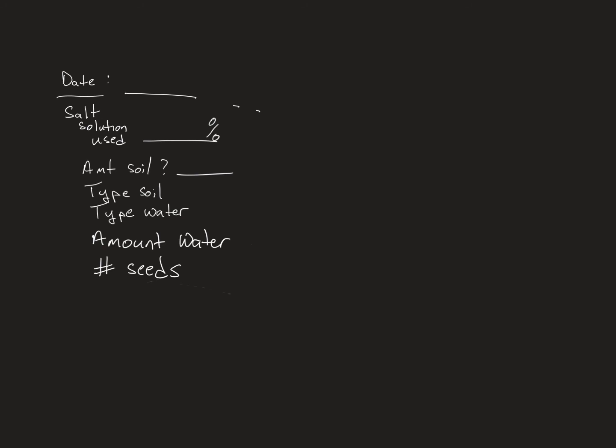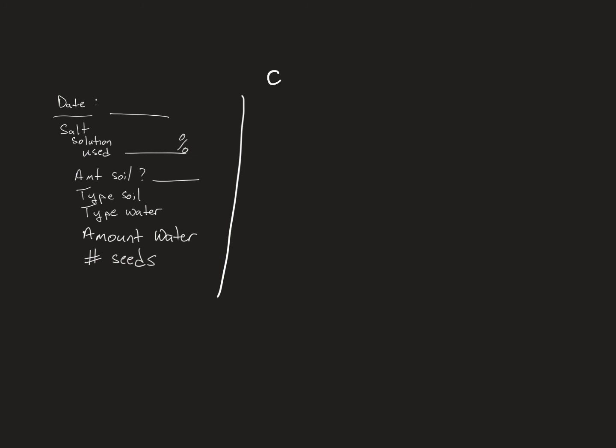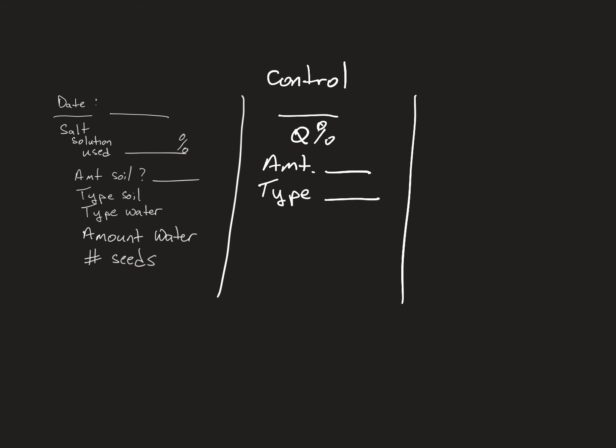So that being said, what you're going to need is this information for all 5 of your groups. You have your control group, where you would answer the question. Obviously, you'd have the date. The salt solution used would be 0% salt, right? Is that correct? The amount of soil is going to be the same. I don't remember what it is. I'll give it to you tomorrow. The type of soil, everybody's going to have the same type and same amount for all the groups. So this is all going to be the same for all the groups.